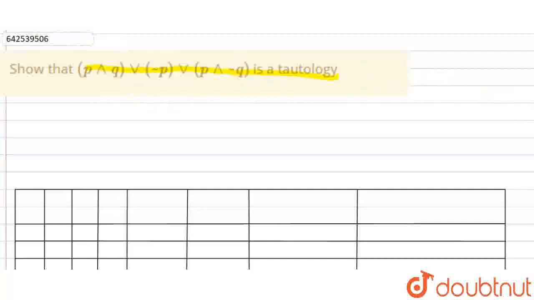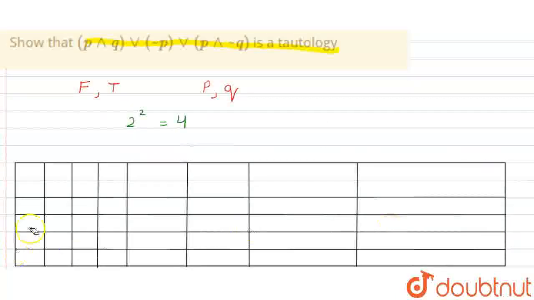So let us see how many possible outcomes there are first. In a truth table, either we have a false or a true, right? And here we also have two variables, P and Q. So the total number of outcomes should be 2 power 2, which is 4. Let us now see the possible outcomes for P and Q.